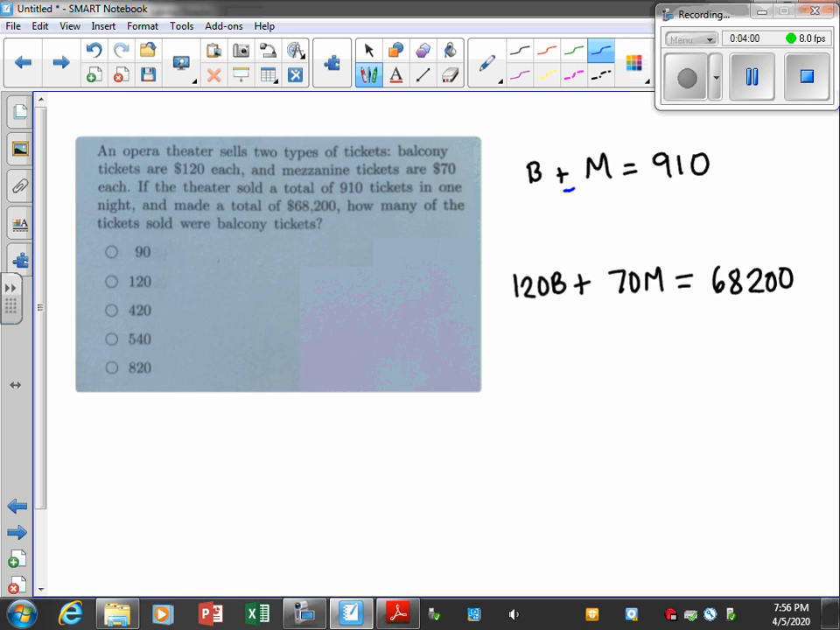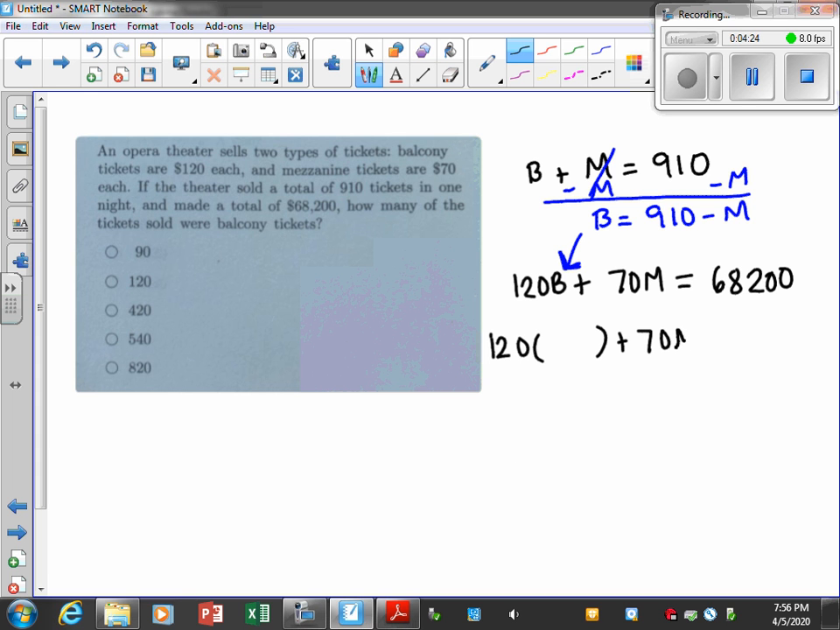All right. If I go back up to my original equation and solve it for one variable or the other, I'm just going to solve it for balcony. So I'll subtract M from both sides. Then the balcony is represented by 910 minus M. And I'm going to plug that in place of B. This is using substitution. So 120 times B plus 70M is equal to 68,200. Using substitution, I'm going to take this value in place of B, so 910 minus M.